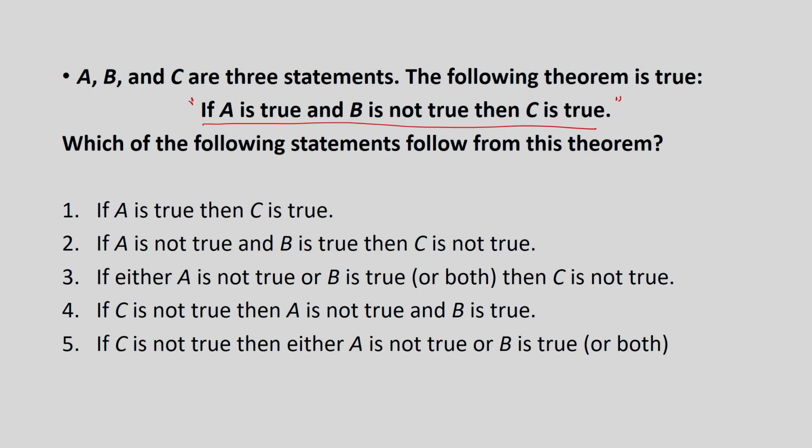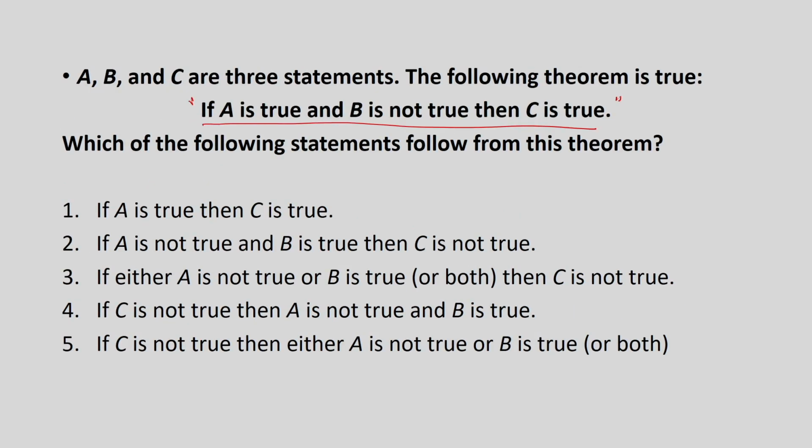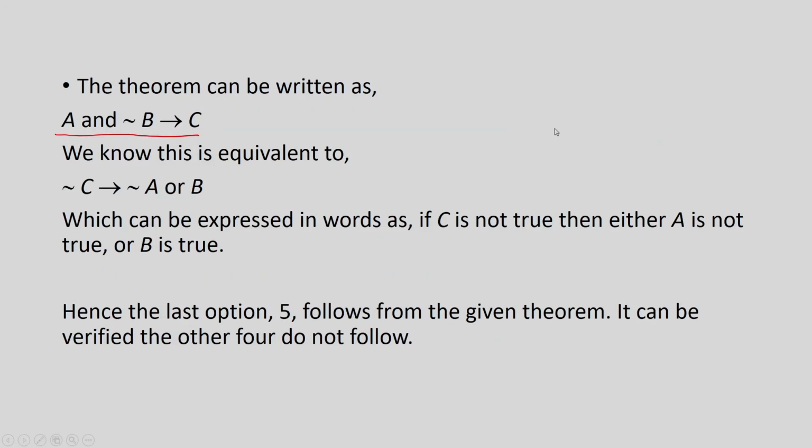We have to find out which of them is correct, which of them actually follows from the given theorem. Okay, let us see how we can solve this problem. Now, the theorem can be written in short form as: A and not B implies C. If A is true and B is not true, then C is true. So, that is why I have written it in short form as A and not B implies C.